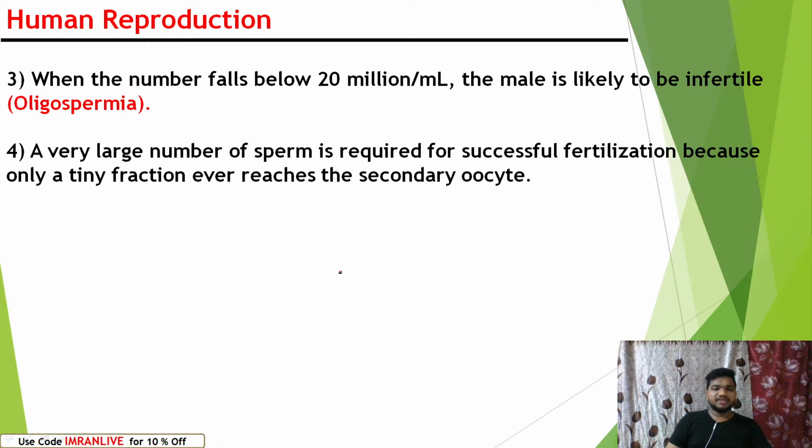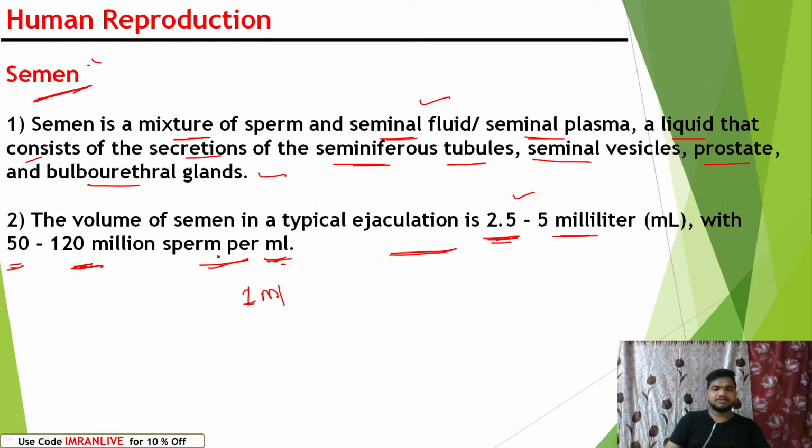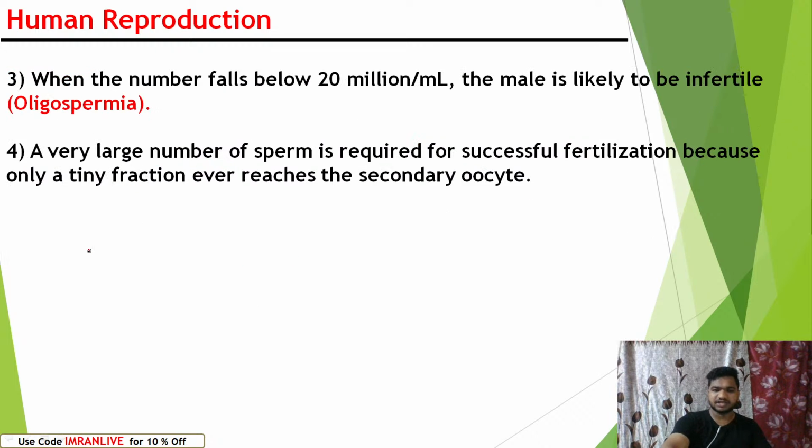Right. When the number falls below 20 million, that means when the sperm count released, we studied that just before in this slide. So in each ml, 50 to 120 million sperm will be released, right? When the sperm count is decreased in each ml of semen, the male is likely to be infertile. They are likely to be, not exactly, it can be a reason.